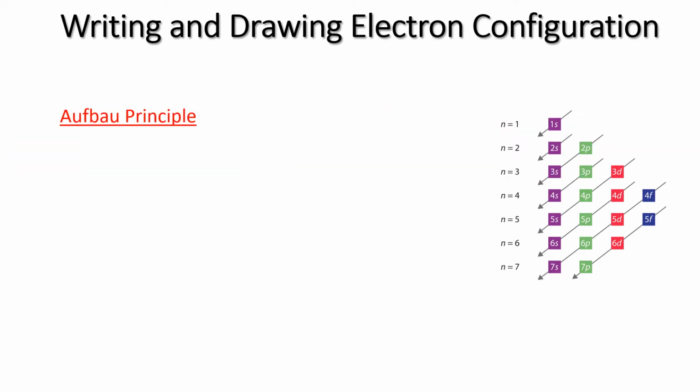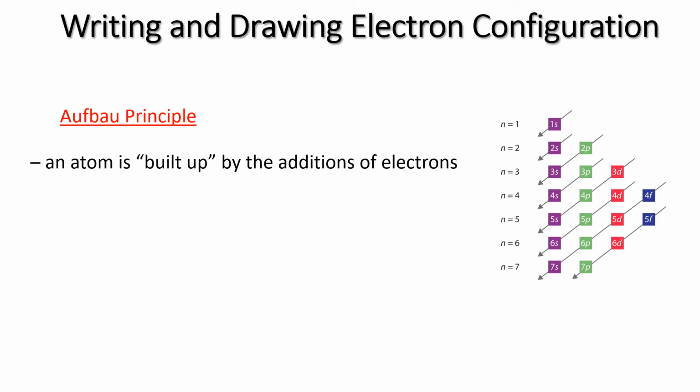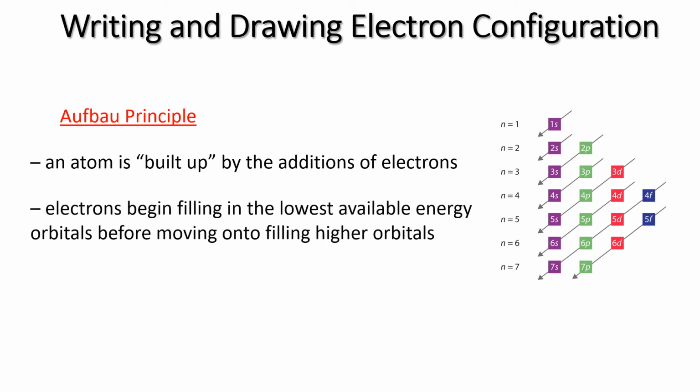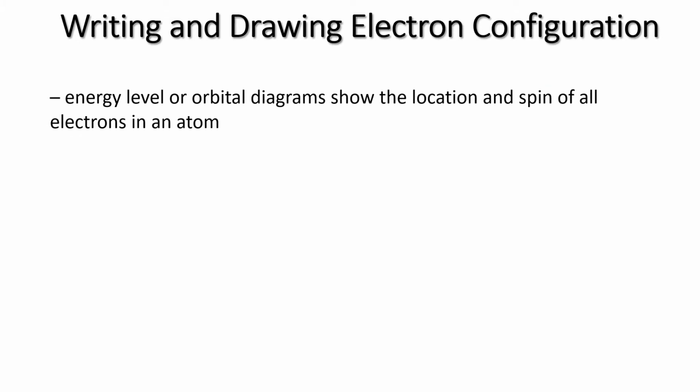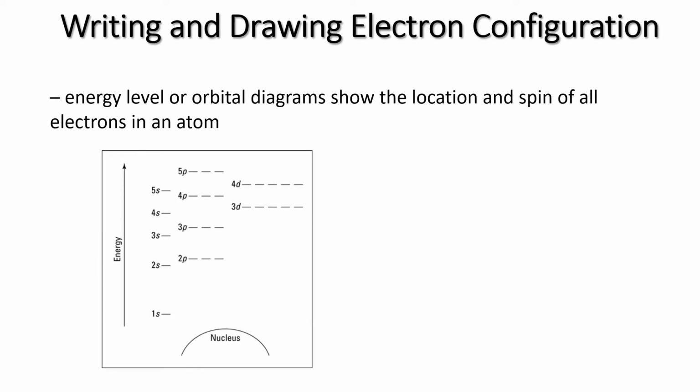Okay, so the Aufbau principle: an atom is built by the addition of electrons. Electrons begin filling in the lowest energy level before moving on to the higher ones. So the s orbital gets filled before the p orbital can begin to fill. Energy levels or orbital diagrams show the location and spin of all electrons in an atom. So here's an example of one.